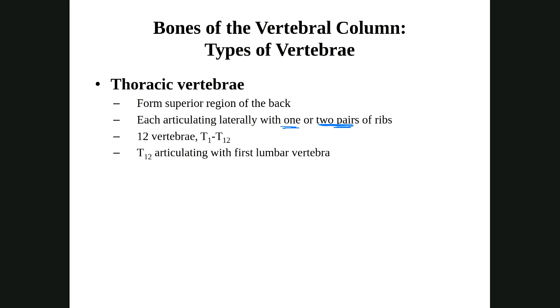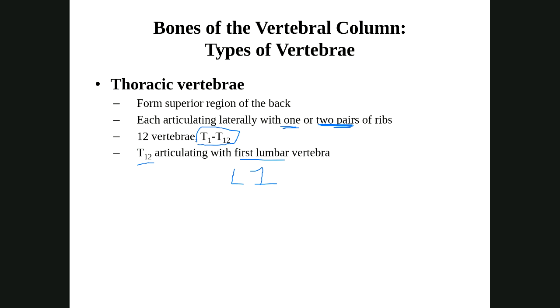For the most part, I won't really get into the demifacets and all that in regards to the ribs. But usually we associate one pair of ribs per thoracic vertebrae. In some scenarios, you'll have two pairs. So T1 through T12 are how we number the thoracic vertebrae, and T12 is going to articulate with L1, the first lumbar vertebrae.